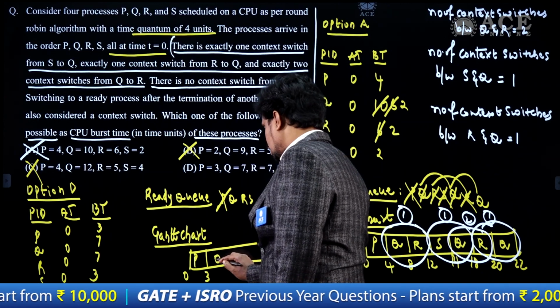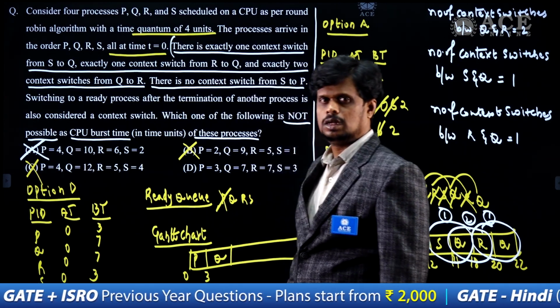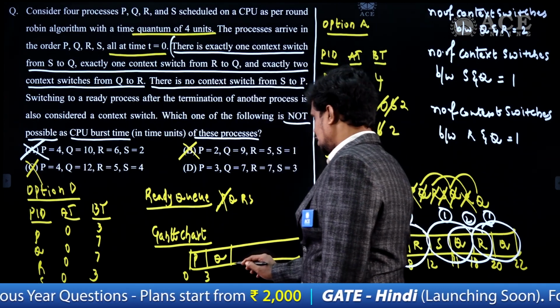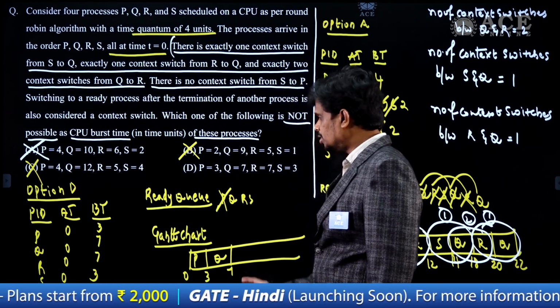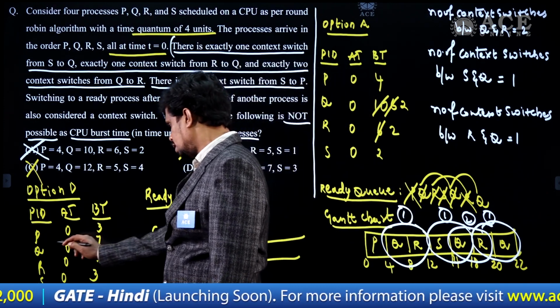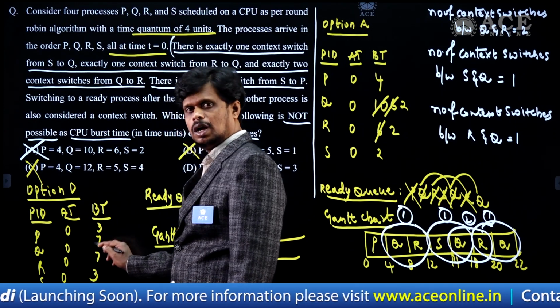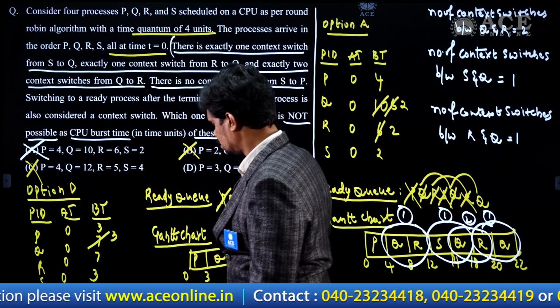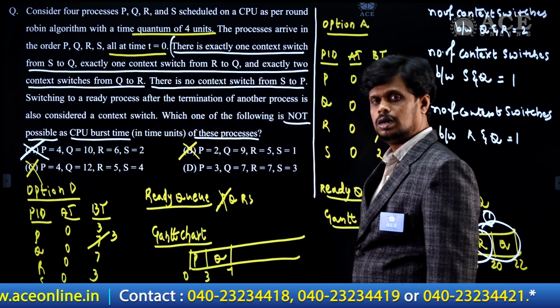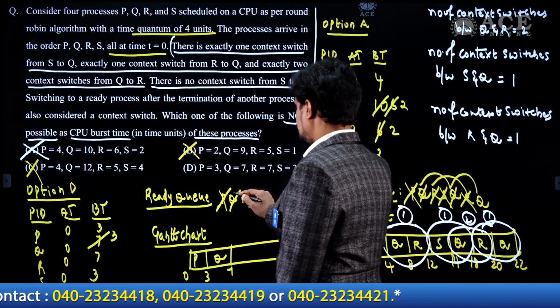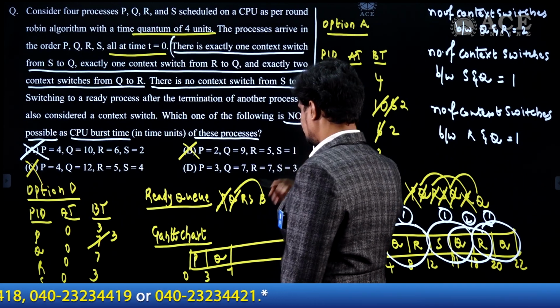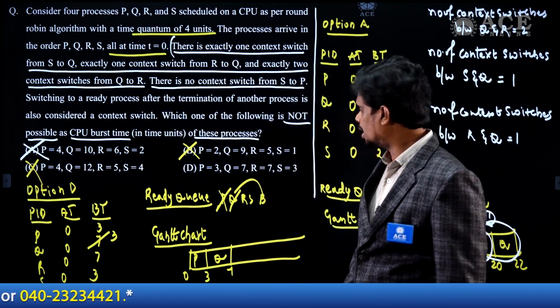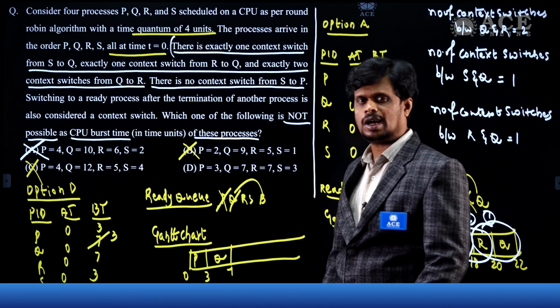Then we have Q. This Q can be executed till 7. With this execution, is Q finished? No. Q's burst time is 7. Out of 7, 4 units are over. Still, it is remaining with 3 units, which means this Q can be added back to the ready queue. So now we have 3 processes in the ready queue, that is R, S, Q.